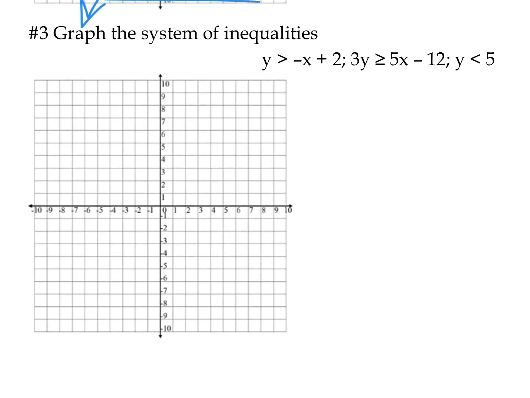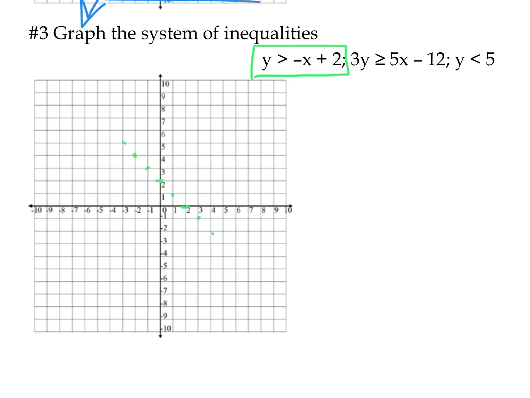This system of inequalities has 3 graphs. Okay, so let's see what that looks like. So let's graph the first one. It's already got the y by itself, so we can start with y is greater than negative x plus 2. So I go to my y-intercept of 2, then down 1 over 1. That negative 1, right, negative x means like negative 1. And I could go up 1 and left 1 as well.